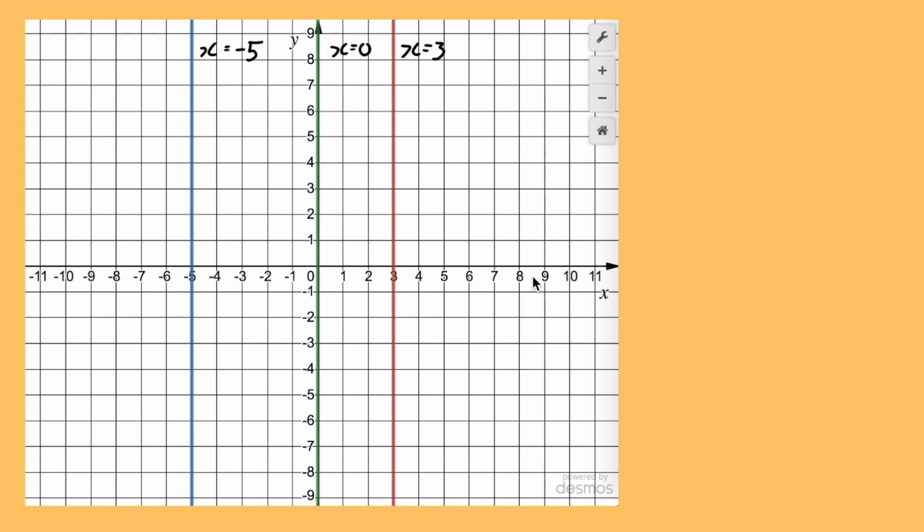In order to draw a graph of such a line, say x is equal to 9, just find a point that has an x-coordinate of 9, for example (9, 0), which is on the x-axis. Then draw a vertical line parallel to the y-axis. Notice that all the points on this line have an x-coordinate of 9. That's what the rule x is equal to 9 means.